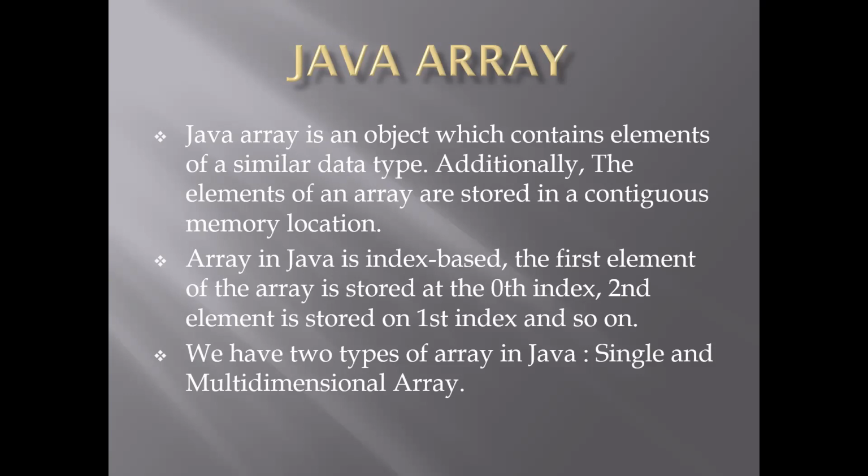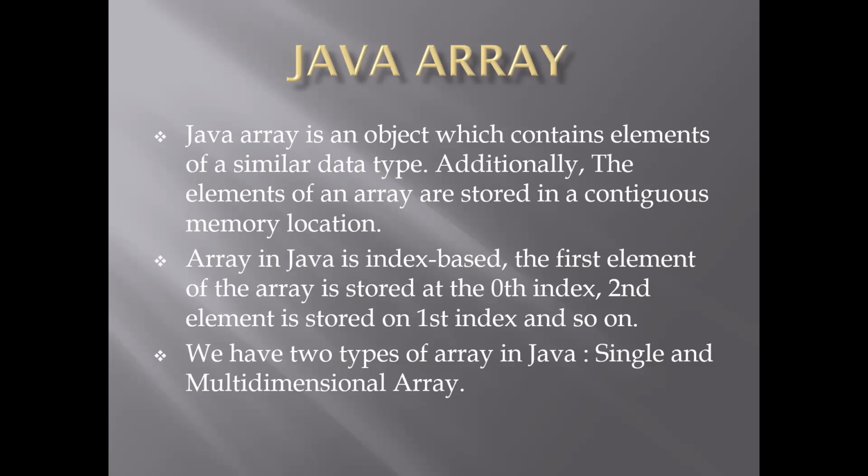So an array is an object that contains multiple elements, and all of them are of a similar data type. This array can contain 5, 6, 500 elements, whatever. All these elements are, for example, of int data type, or float data type, or string data type, whatever. All of them should share the same data type.